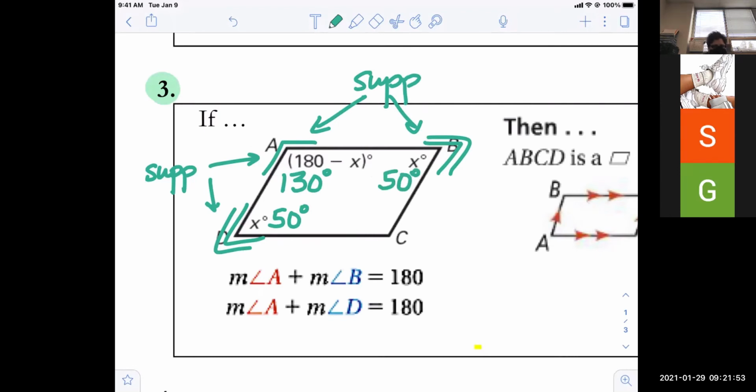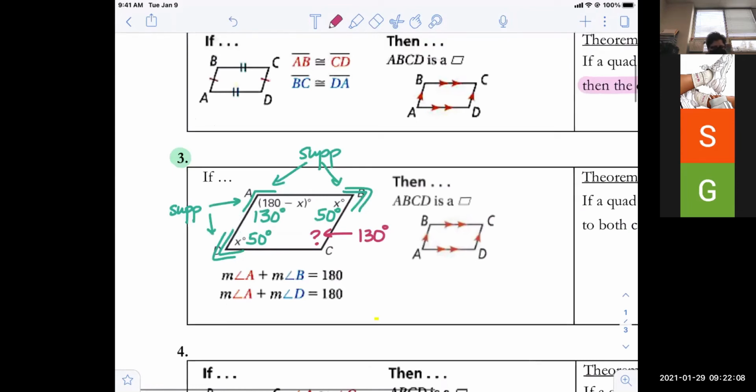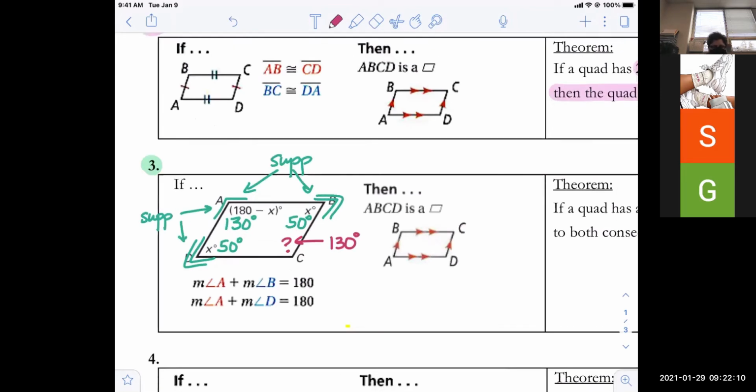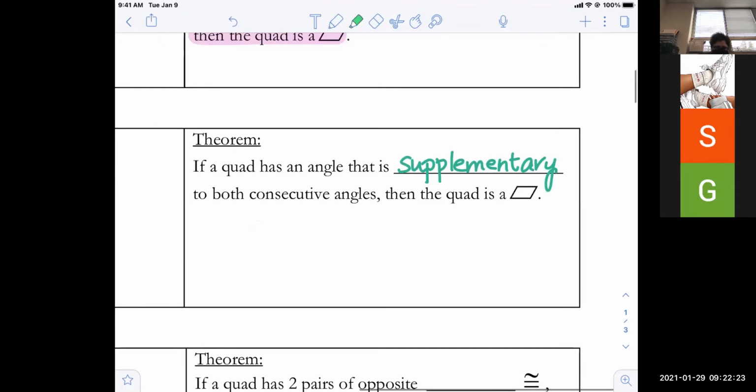Now I didn't say anything about that last angle, but we know this last angle would have to be what? It would have to be 130 because they have to add to 360, right? So it's going to force the opposite angles to be congruent. Okay, so this way is if a quad has an angle that is supplementary to both consecutive angles, then the quad is a parallelogram.